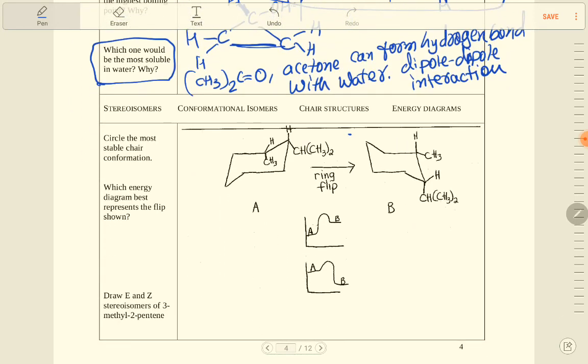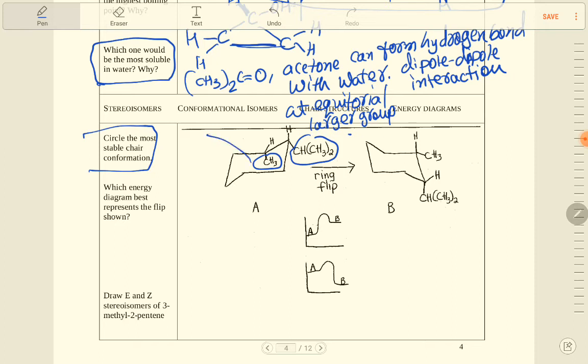Now let's look at the compound. We are given two chair positions, and we need to circle the most stable chair conformation. So we have the larger group at equatorial position. This is at equatorial position, large group at equatorial position, and this is a small group, that is axial position.